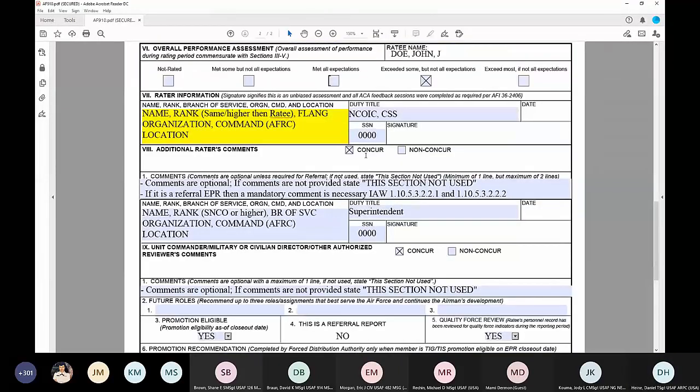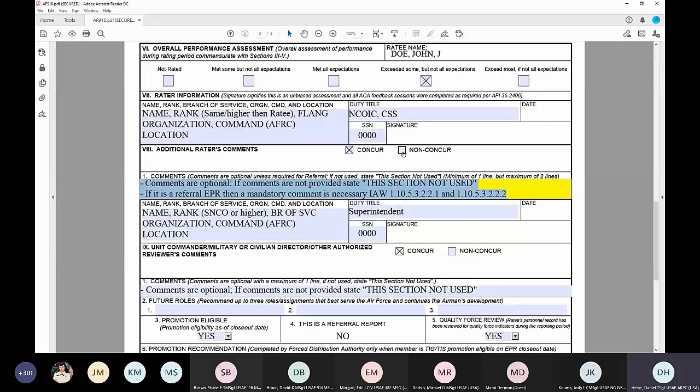The additional rater in Section 8 will then either concur or non-concur. If they non-concur, they have to state why they do not concur with this rating. And let me just show you. They also have to choose the rating that they do not concur in. So there will be a drop-down.